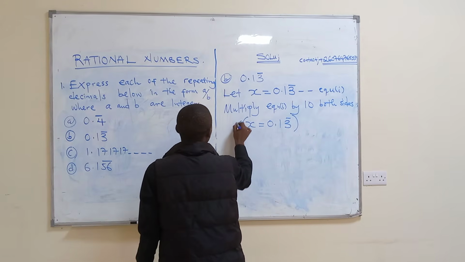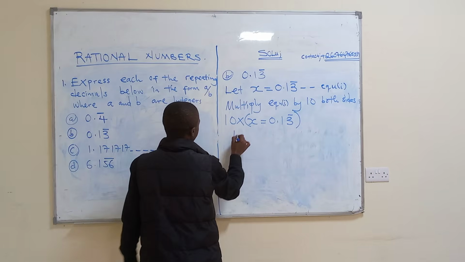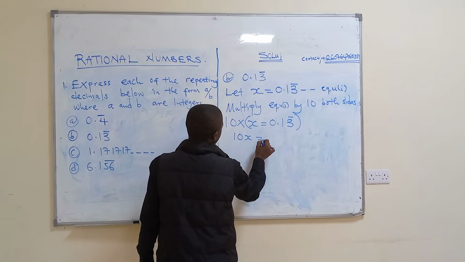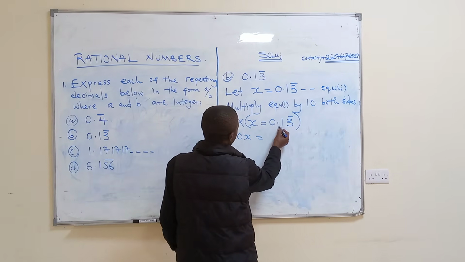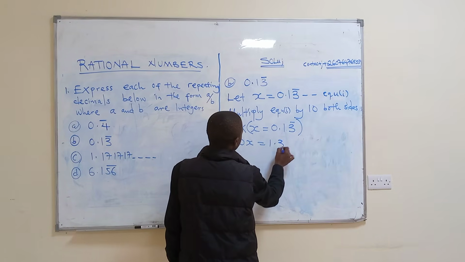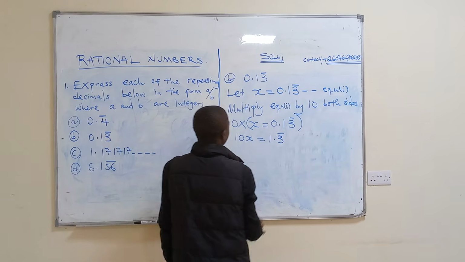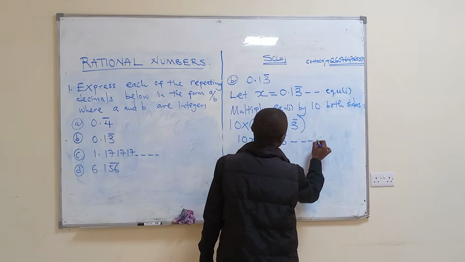I'm multiplying this by what? By 10. So when you multiply 10 times x, that is 10x, equals that multiplied by 10. So this decimal point is going to move once, that is 1.3 with a bar. So this one is our equation what? Equation 2.